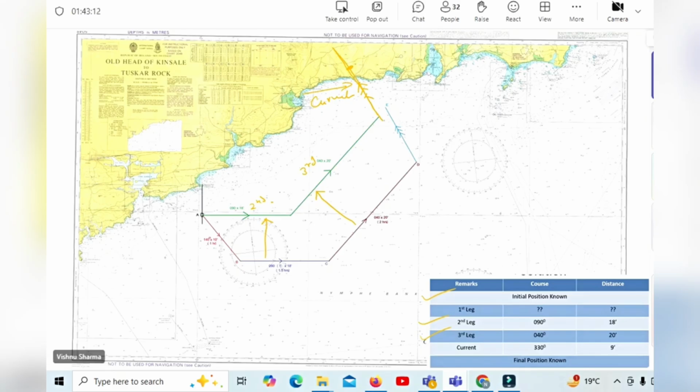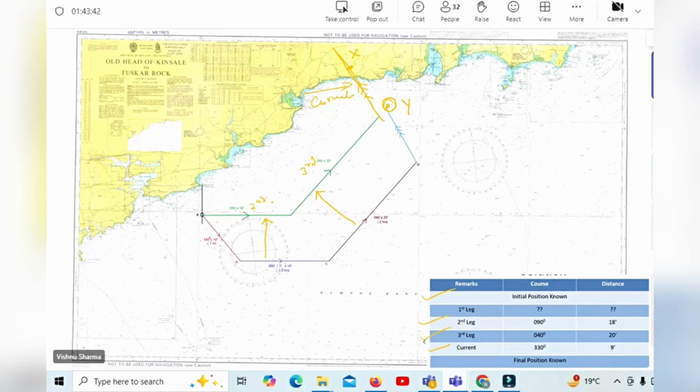This is given to me. This position is known in this question. Now, guys, my final position is Y. Forget about E. That's hidden. And if I allow these two legs and the current, I should have reached point X. Correct, beta? If I allow the second leg, third leg, and the current from my first known position, where will I reach? Will I reach point X? Yes or no?